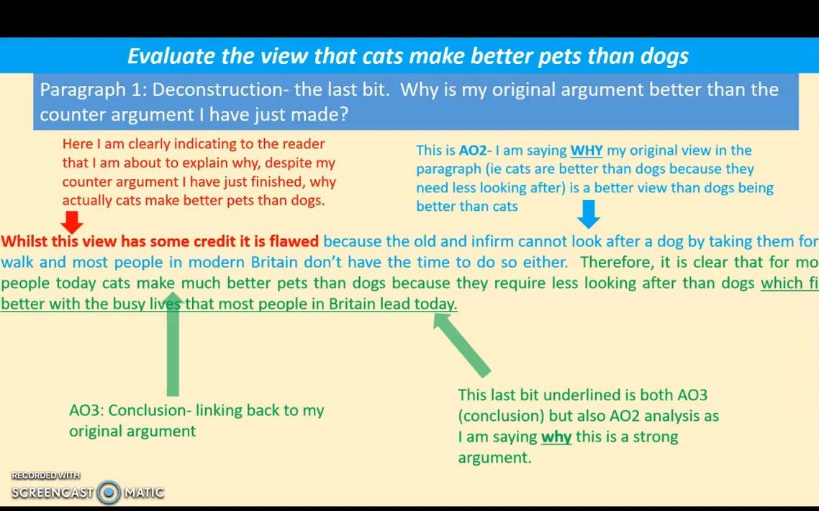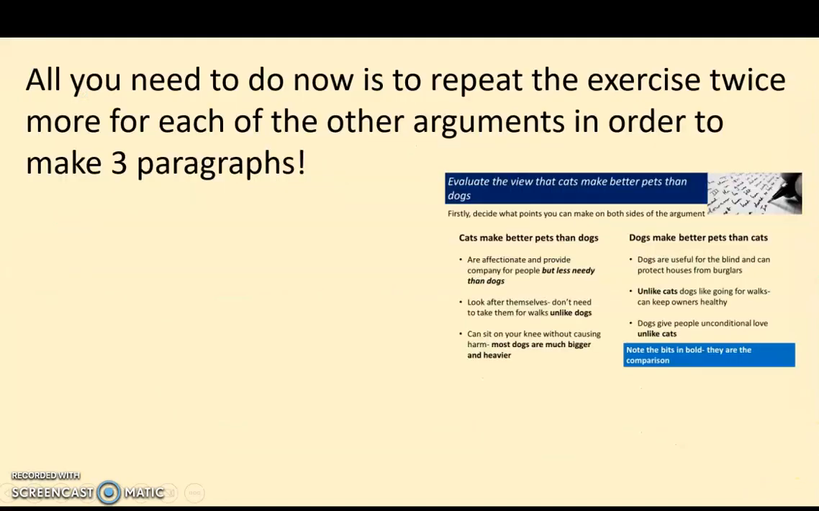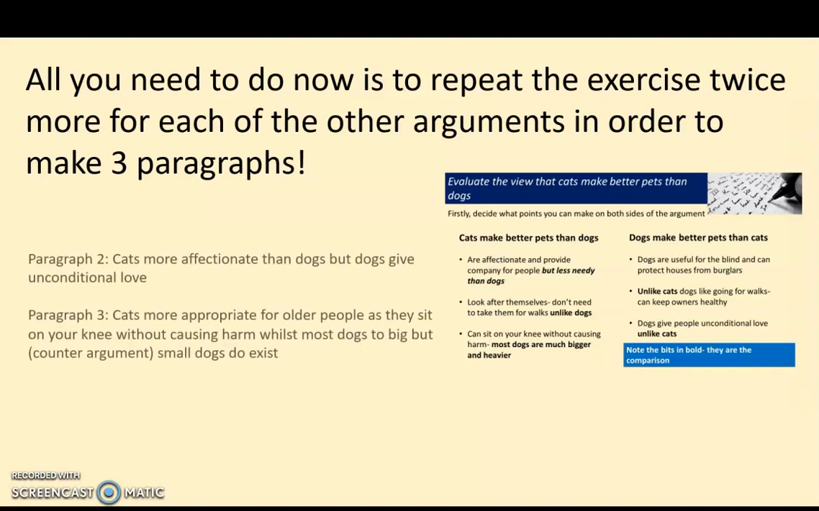Okay, I hope that kind of makes sense, and you'd have to do that twice more for 2 other paragraphs. Again, if you're a bit of a slow writer, perhaps just 2 paragraphs. It's better to do 2 of them like this, with this detail and this kind of phraseology or whatever, than to do 3 which are more like bullet points. You'll get far more marks doing it just 2 like this. Ideally you do 3, but I know people do have different writing speeds. Okay, so as I said, all you need to do now is repeat it twice more.